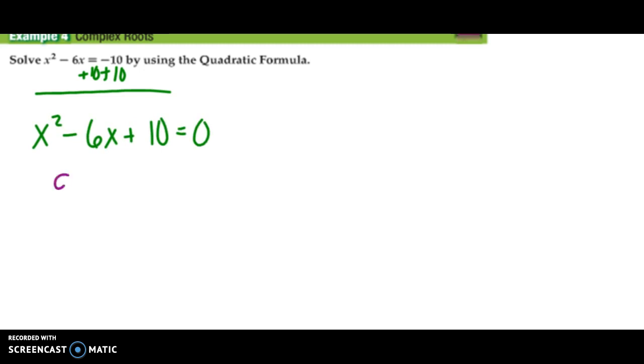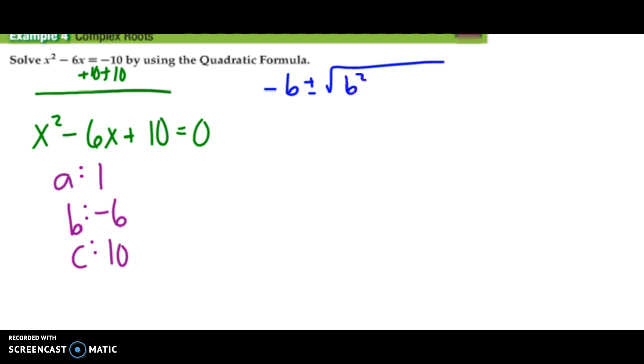All right. Example 4 has to do with complex roots. So let's take a look at this one. Now you'll notice in this equation right here, it's not equal to 0, it's equal to negative 10. So I'm going to add 10 to both sides of my equation. When I do that, I get x squared minus 6x plus 10 equals 0. Now that it's equal to 0, I can start figuring out my a, b, and c. A is 1, b is negative 6, and c is 10. And so I go to my equation right here, negative b plus or minus the square root of b squared minus 4ac all over 2a. Plug my numbers in.